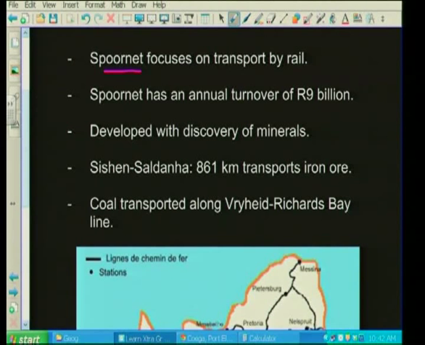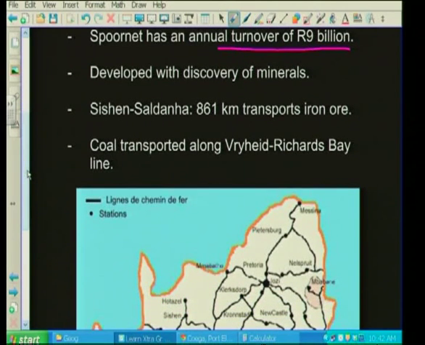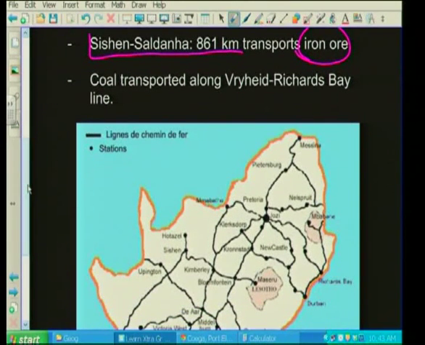Spoornet, the company which is responsible for transporting most of our stuff by rail, focuses on this as their core business. They have an annual turnover of 9 billion rand per year. So transporting stuff by rail is still quite a good enterprise, and is still quite a good way of doing it. The railway lines developed with the discovery of gold and diamonds in 1886 and later on, 1884 even. And then the Sishen-Saldanha railway line is 861 kilometers long. And remember, we use that to transport all our iron ore that we've mined from Sishen down to Saldanha Bay.